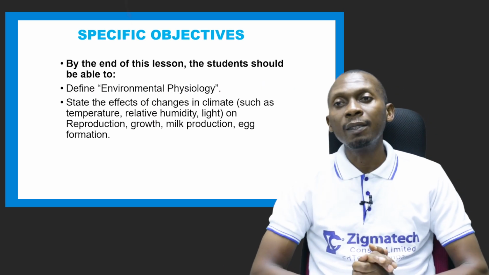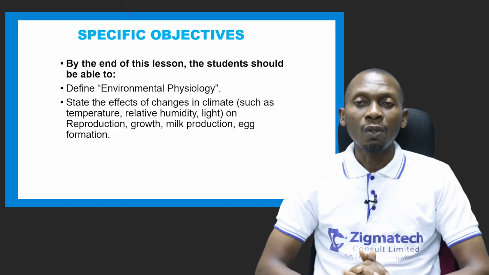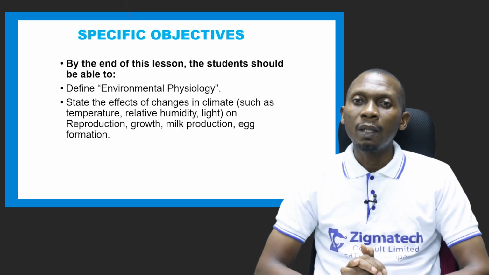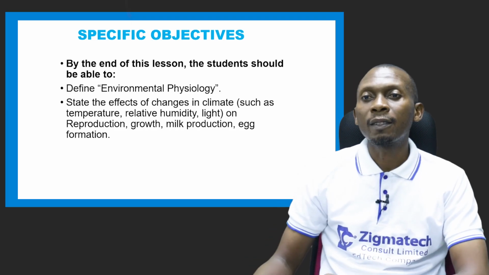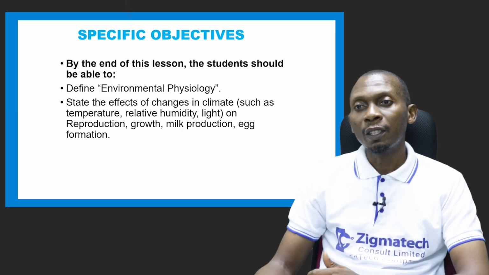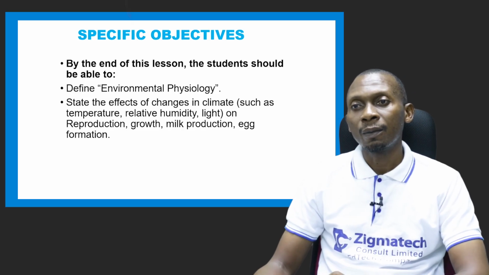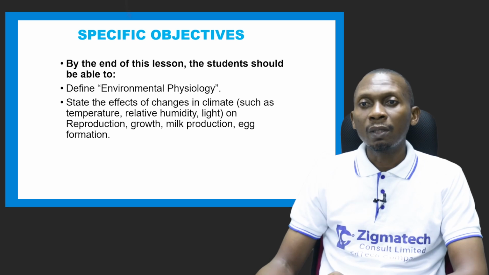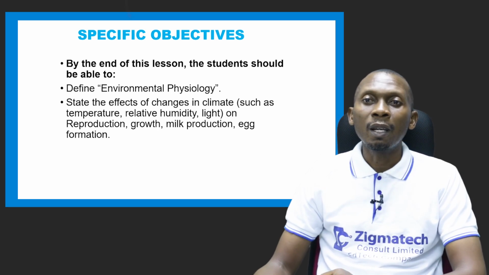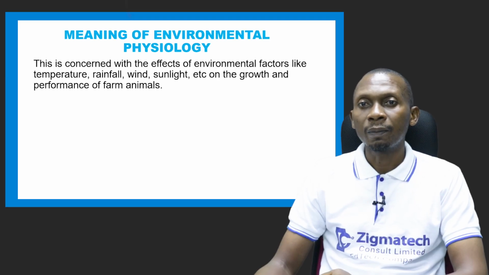By the end of the lesson, you should be able to define environmental physiology. You should also be able to state the effects of changes in climate, such as temperature, relative humidity, and light, on the reproduction, growth, milk production, and egg formation in our farm animals.